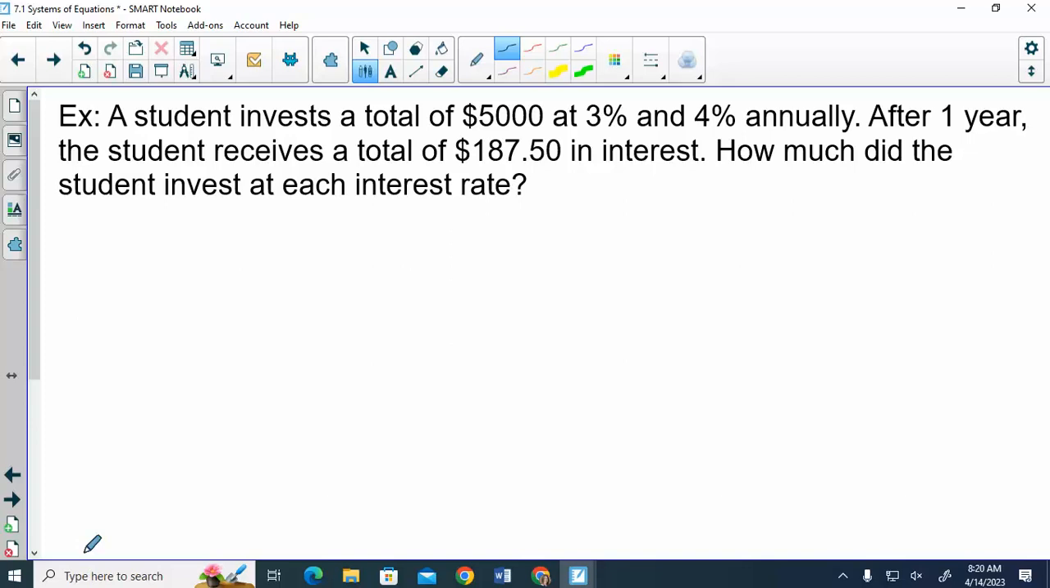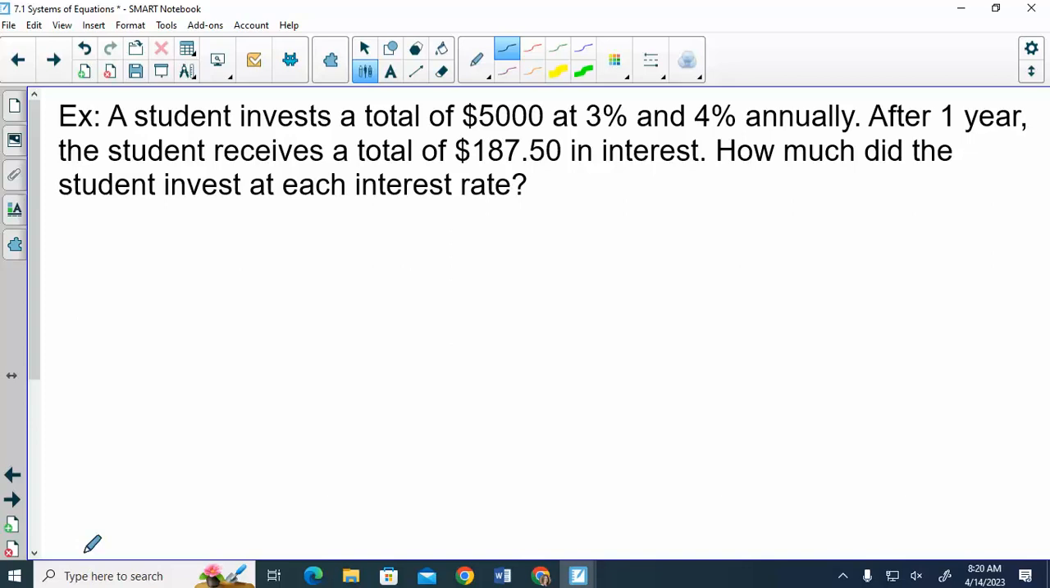Alright, last one. We did interest problems earlier in the year, and we did them by making a table at that point. But I just wanted to show you another option. We didn't have to have a table, we could do systems of equations with them. And I think you did them in Algebra 2 with systems of equations as well.